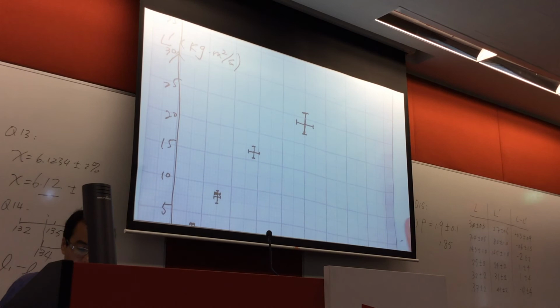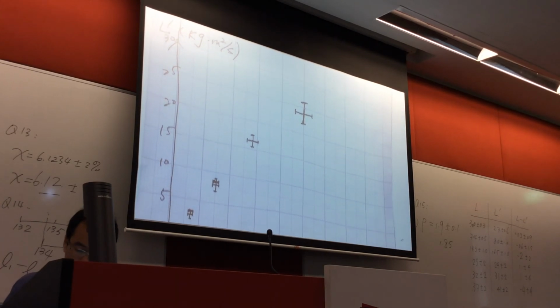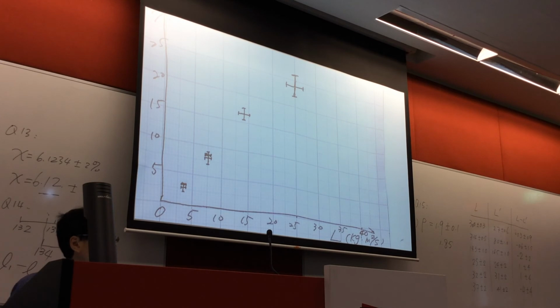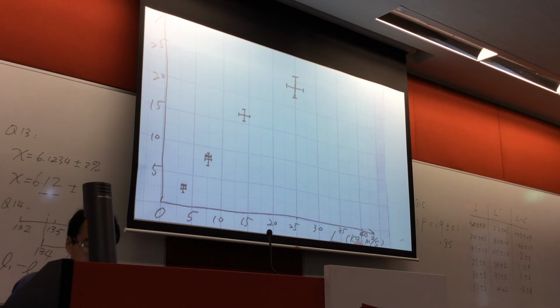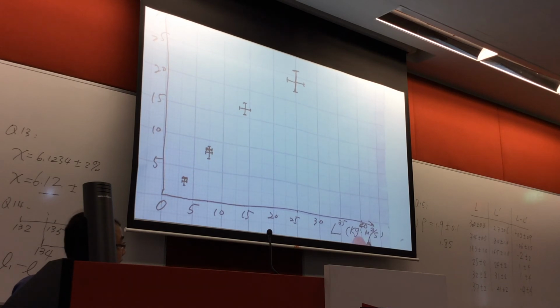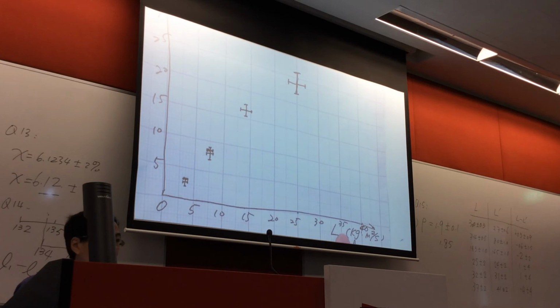Alright? So a few things, you need to be careful. First, what is your x-axis and where's your y-axis? Because the questions in the exam are different every year. So first, you need to be clear where's your x and where's your y. You need to put the unit on the axis, and also you need to choose the proper scale for your x and y.